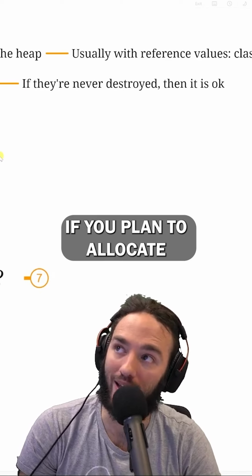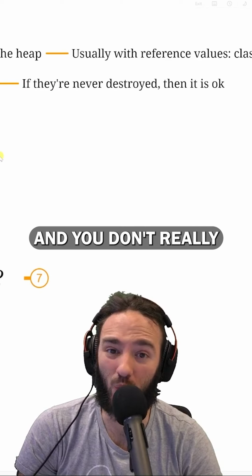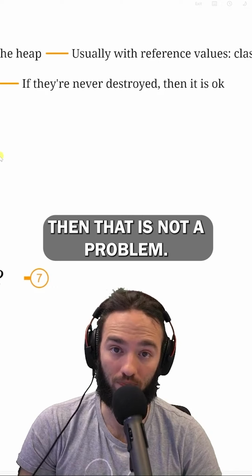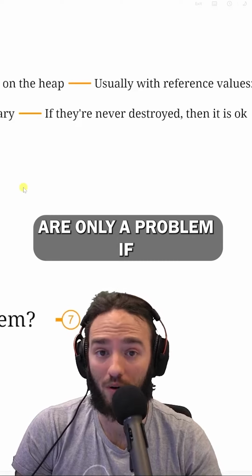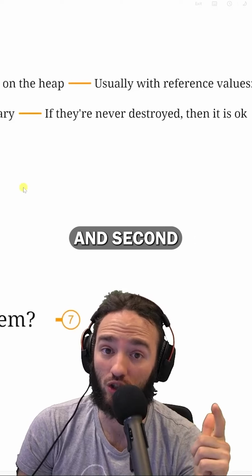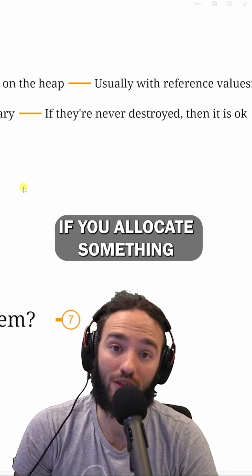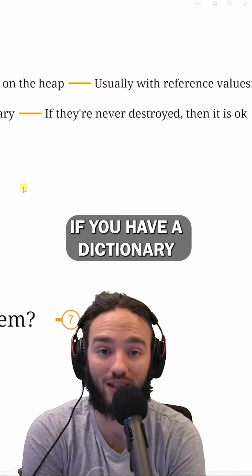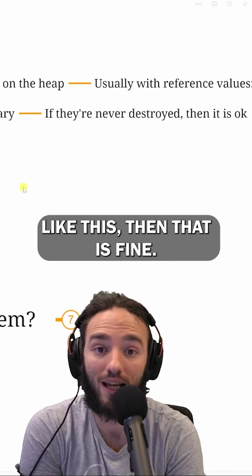Basically, if you plan to allocate some memory and you don't really need to release it because you actually want to use it forever, then that is not a problem. So allocations, again, are only a problem if they are allocated in the heap, and second, they are just temporary. If you allocate something on the heap and you want to keep using that for the rest of the application, for example, if you have a dictionary or a pool or something like this, then that is fine.